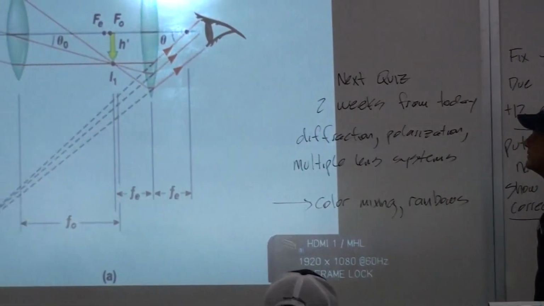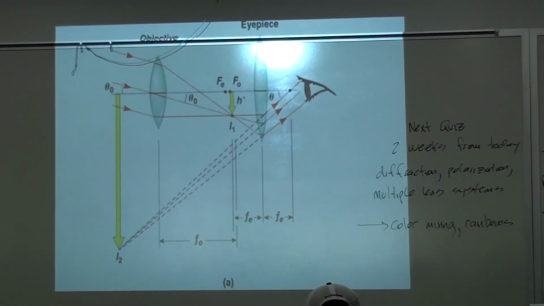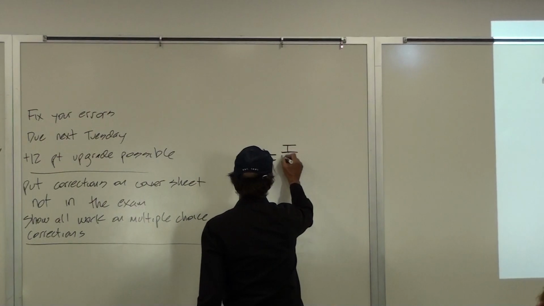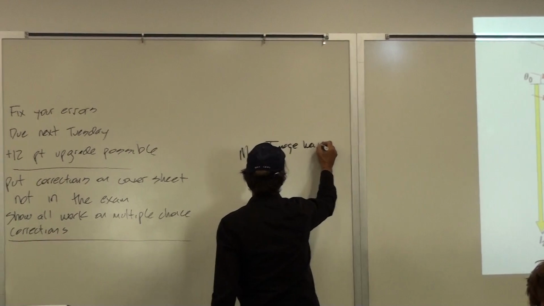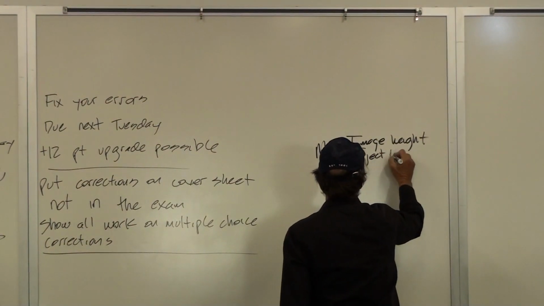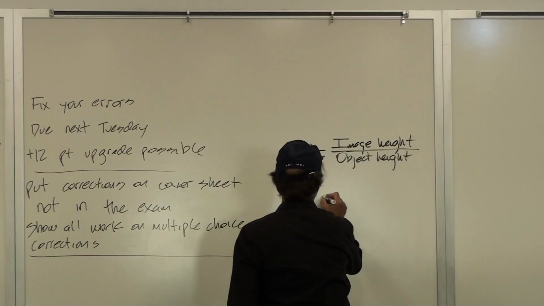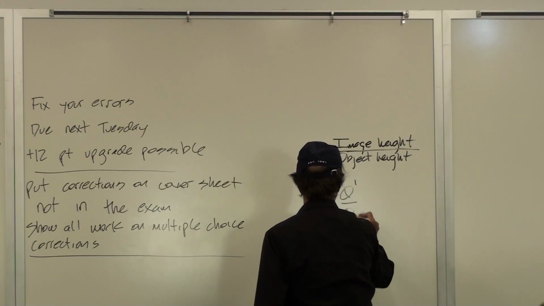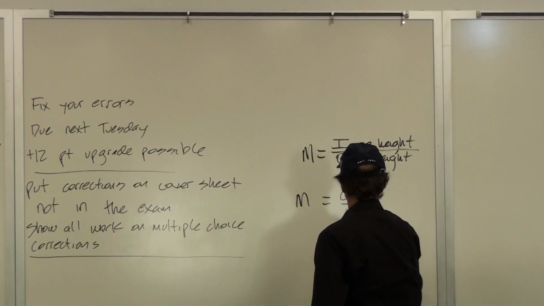Information with the telescope that looked like the image height over the object height. So that's the way that we used to define it. And oftentimes we still do define it that way. But we can also define it as theta prime over theta naught, where we call this an angular magnification.